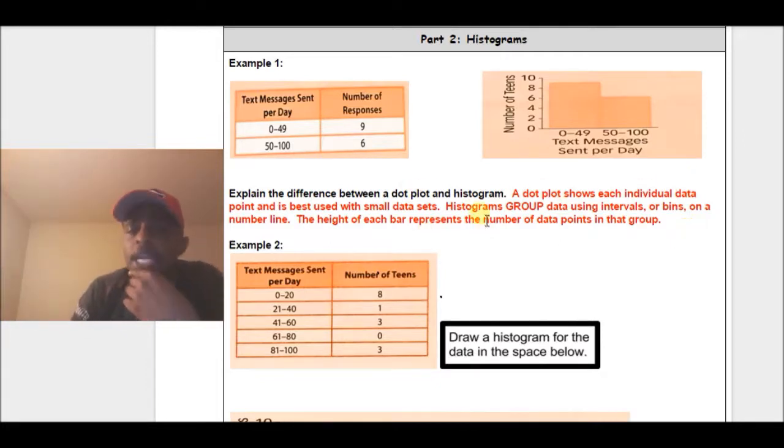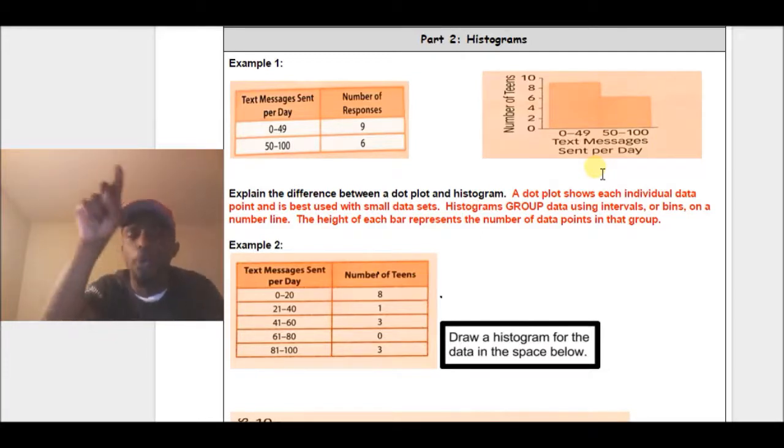All right, histograms, however, group data using intervals or bins. So notice this is an interval, 0 to 49. So we just lump all those people into one group. All of the students that sent between 50 and 100 text messages per day, we lumped all those teenagers into one group. So think about histograms as when we're lumping everyone into a group. When we were talking about dot plots, we had each individual data point plotted. Well, with histograms, they're in groups.